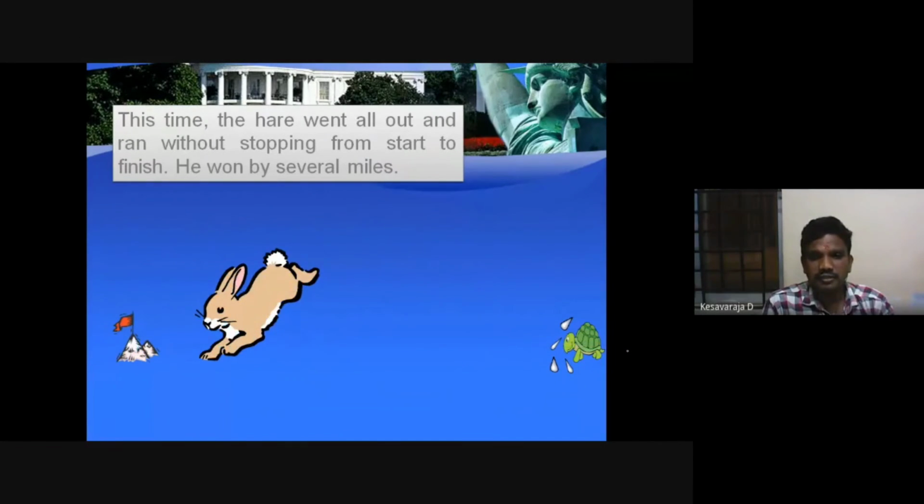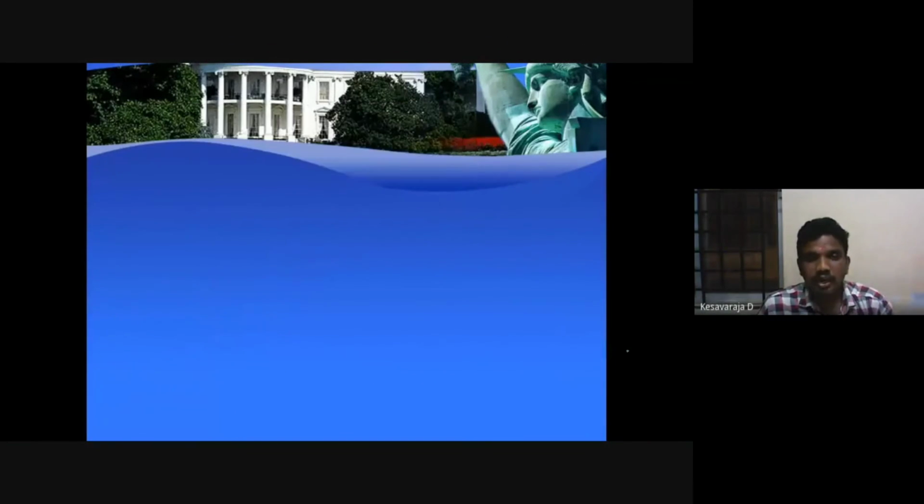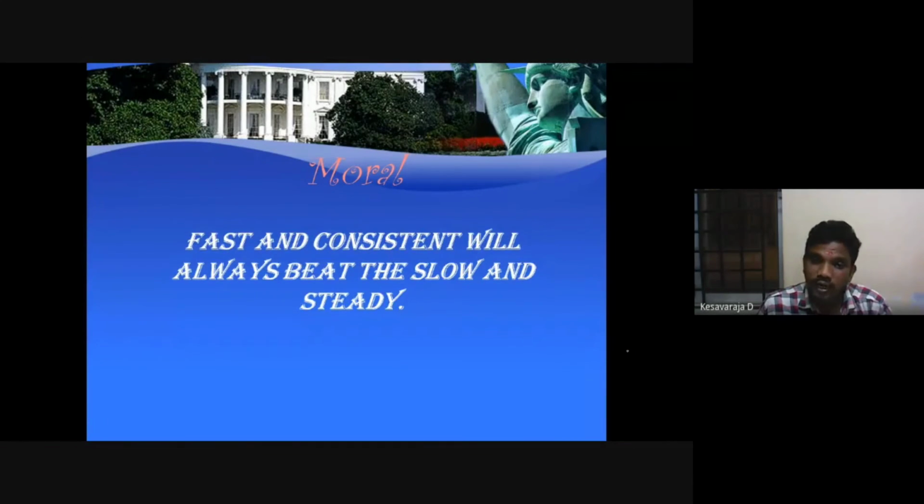Now the race started. The hare ran faster than the tortoise and reached the destination in a very short duration. Now what's the moral behind that story? Dear friends, fast and consistent will always beat slow and steady.